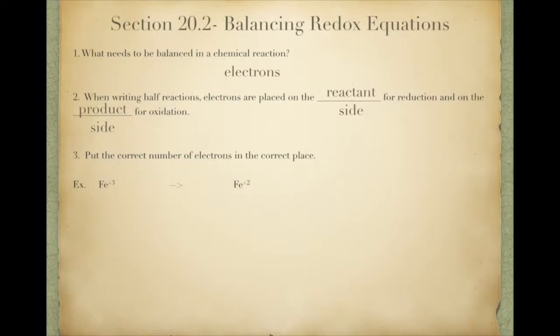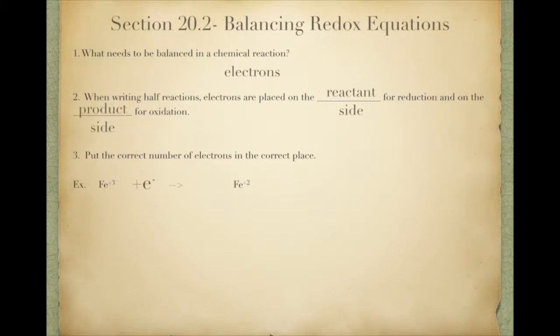So, all right, this tells me to put the correct number of electrons in the correct place. Well, iron has a +3 charge when it's a reactant and then a +2 charge when it's a product, which tells me that this is being reduced because it is gaining 1 electron. So I'm going to put the electron on the reactant side, and it's just 1 electron. So not too bad. Well, here comes the issue.